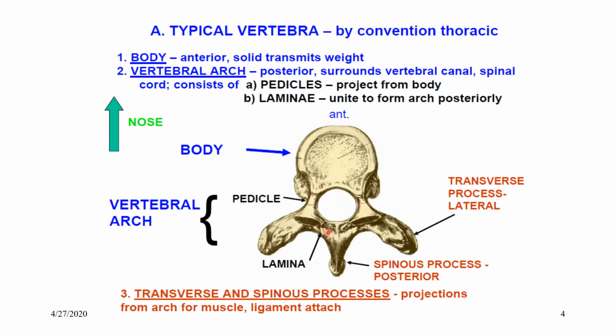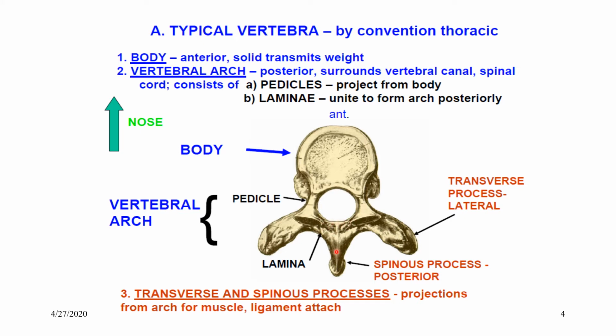From the pedicles you are seeing posteriorly the two laminae which are going posteriorly, and they will unite and form the arch. So the vertebral arch is formed by the posterior surface of the body of the vertebra, the pedicles on either side, and posteriorly you are seeing the laminae.